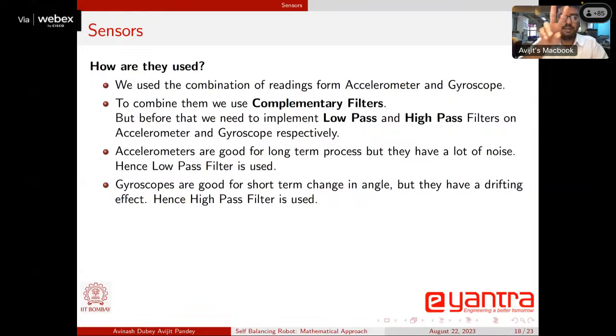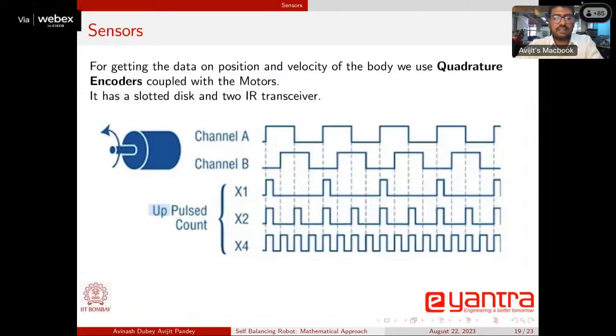We have two more states to read, that is theta of the wheel and theta dot of the wheel. For that, we use the motors. The motors that we are using are equipped with a quadrature encoder. So what is a quadrature encoder? In a quadrature encoder, there are two IR sensors placed at a 90-degree physical phase shift, and there is a rotating slotted disk between them. So every time a slot passes, each of channel A and channel B, those two IR pairs, generate pulses.